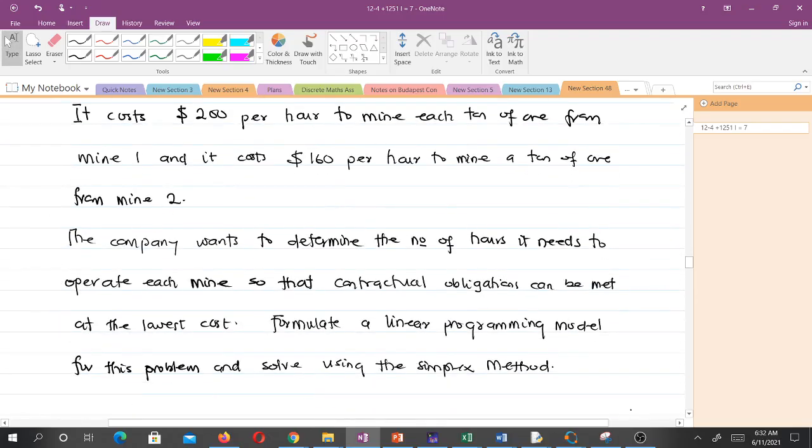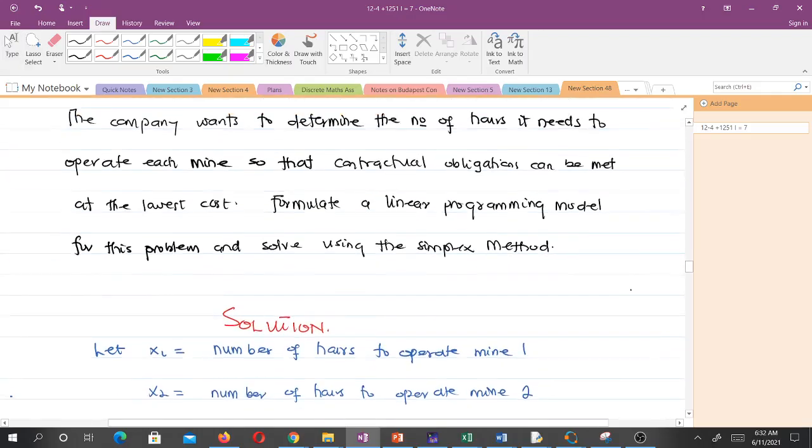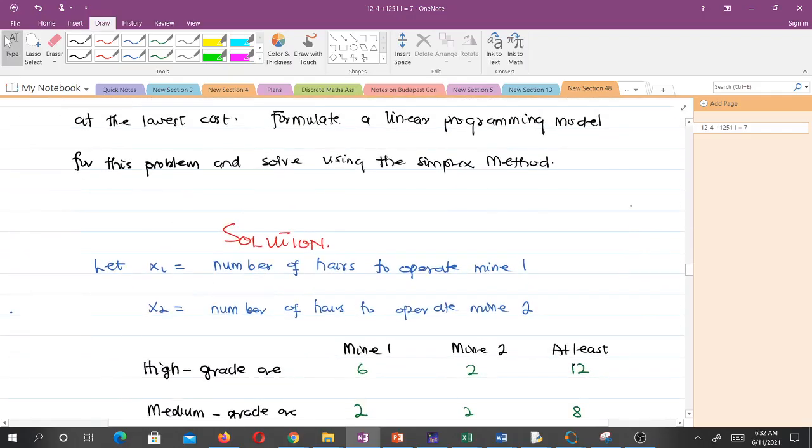It goes on to say that the company wants to determine the number of hours it needs to operate each mine so that contractual obligations can be met at the lowest cost. We are supposed to formulate a linear programming model for this problem and solve using the simplex method. So what I'm going to do is let x1 represent the number of hours to operate mine 1, and x2 represent the number of hours to operate mine 2.